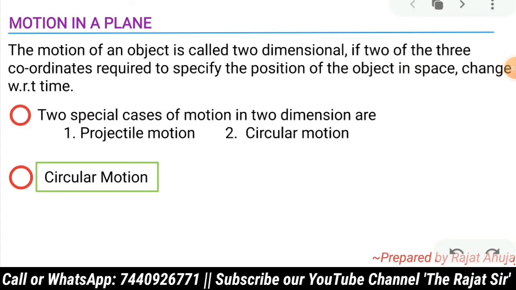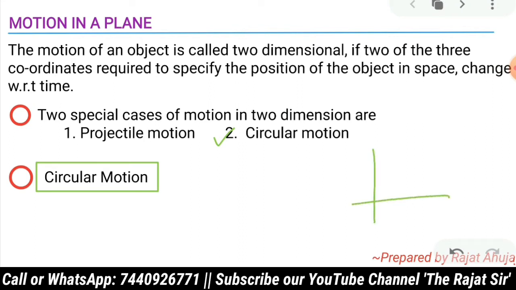Hello everyone. Today we are going to start a new topic named circular motion, which comes under the chapter motion in a plane. We already know that motion in a plane is when 2 out of 3 dimensions change, or 2 out of 3 coordinates required to specify the position of an object in space change with respect to time, then that particular case is called motion in a plane.